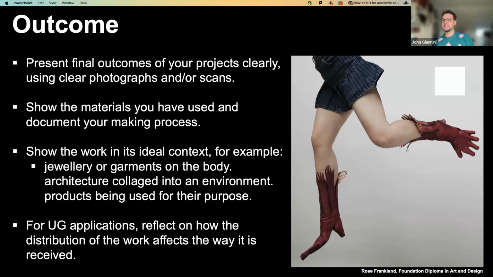The academic will want to see the materials that have been used and how they've been used. In order to document the making process, they want to show the work in its ideal context. So for example, if it's garments, as I said, or jewelry, that needs to be on the body. That's the best way to show it. If it's a product, we want a product that's being used for purpose.